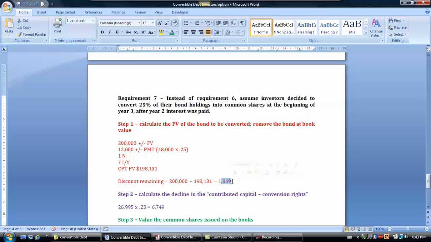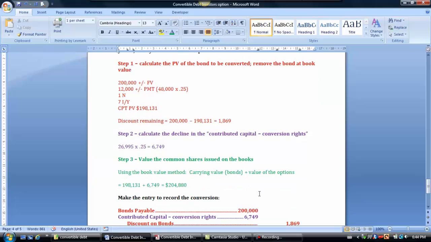So now I'm going to have to remove that $1,869 from my books along with the $200,000 in bonds, and I'm also going to have to calculate the amount of the contributed capital on the conversion rights that's coming off the books as well. Well, don't forget, if I call that step 2, I know that the conversion rights when I booked them were at $26,995. Well, I'm getting rid of 25% of the bonds, which means I'm converting 25% of those bonds, but I'm also using the rights to do it. So 25% of the value of the rights comes off the books at $6,749.